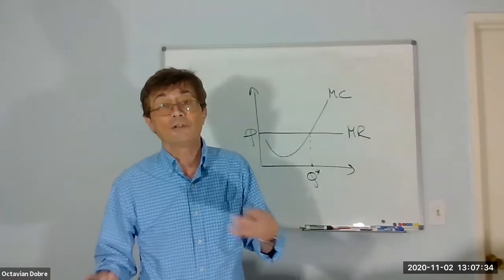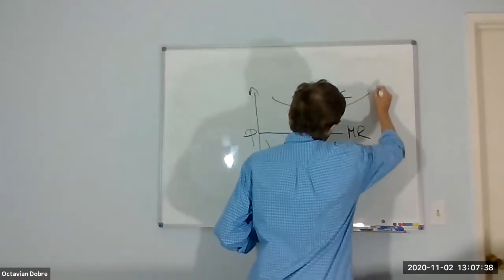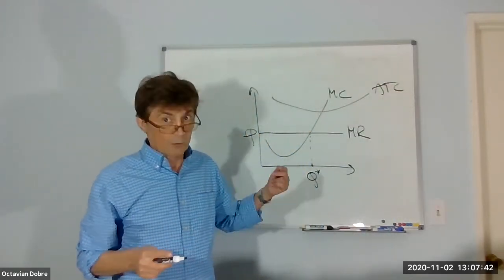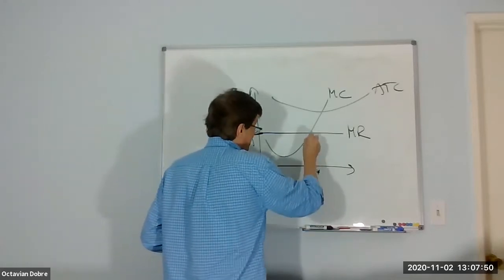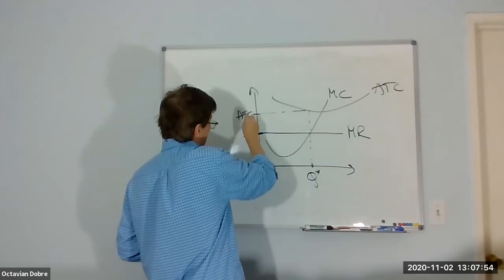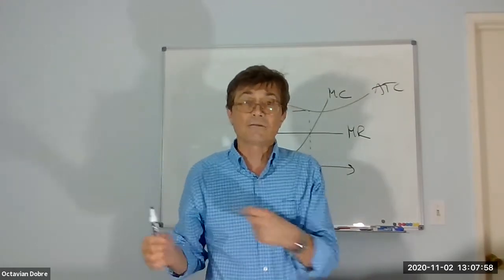So I've got to show you the average total cost curve. Let's see that this is average total cost. We know where we're producing. We're producing at Q star. But this is the price that I'm selling each unit for. And this is the average cost. This distance here is the average cost of each unit.